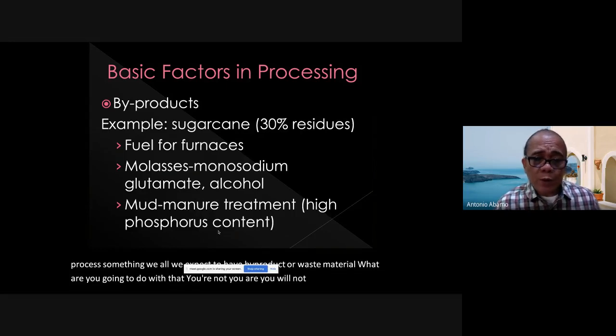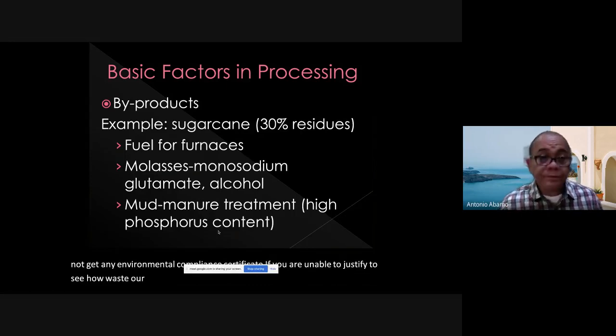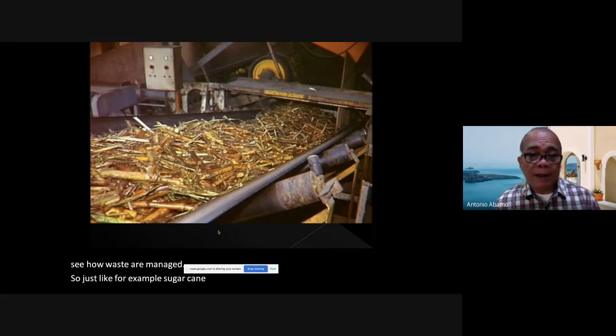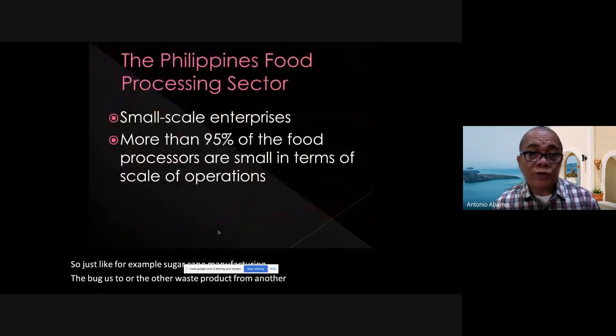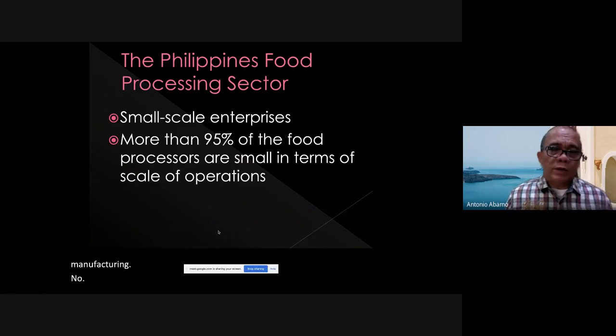You will not get any environmental compliance certificate if you are unable to justify how waste are managed. No? So just like, for example, sugarcane manufacturing, the bagasse, or the other waste product from sugarcane manufacturing. Now, knowing that, we'll go into the Philippine food processing subsystem or sector.